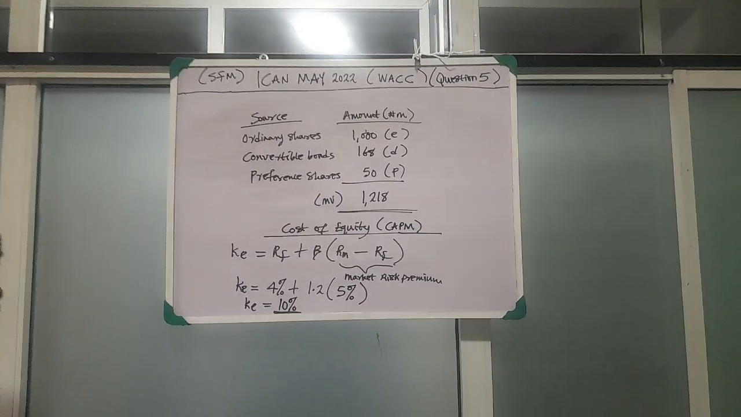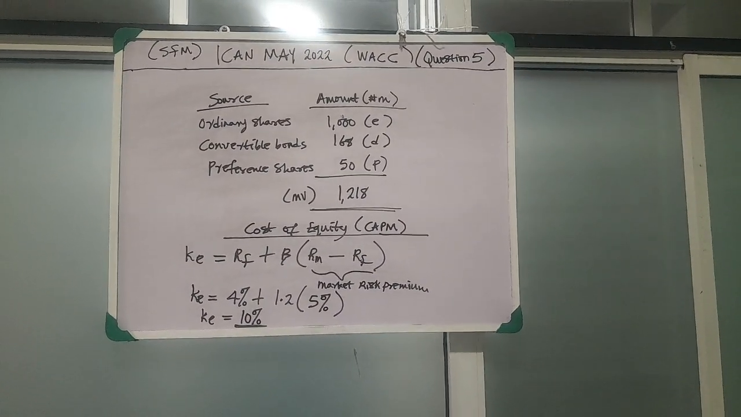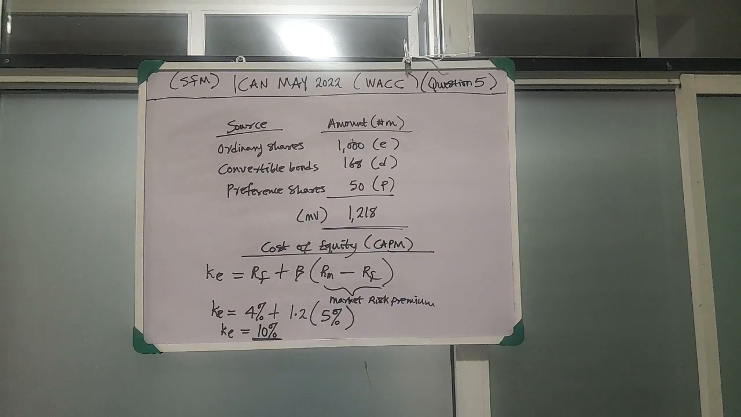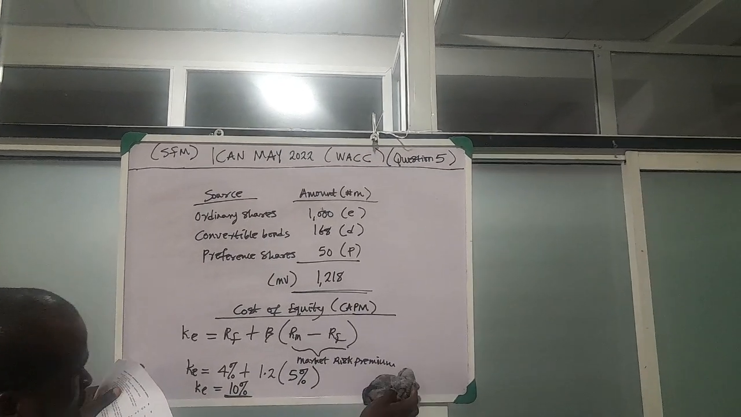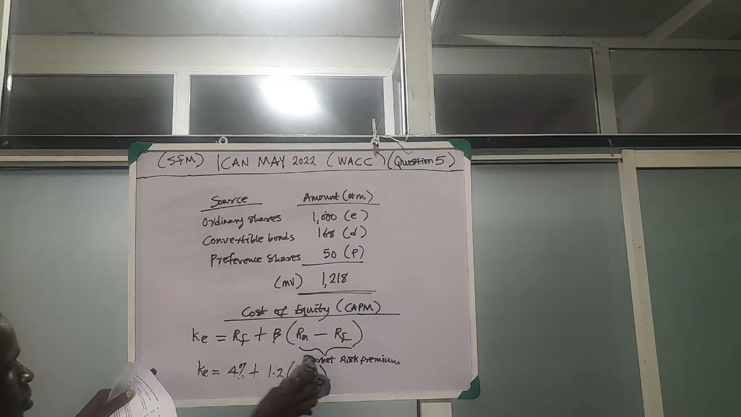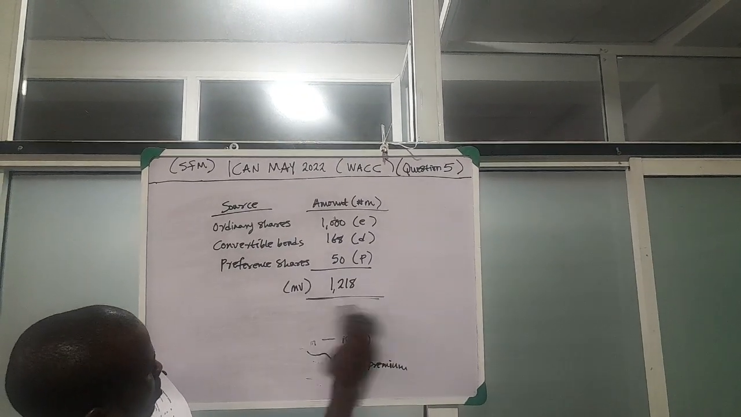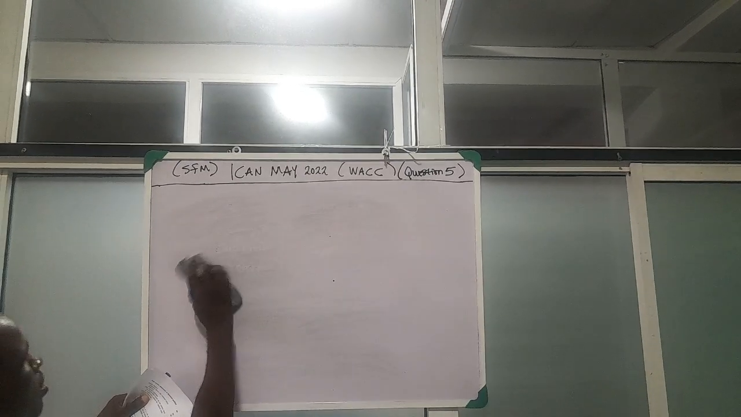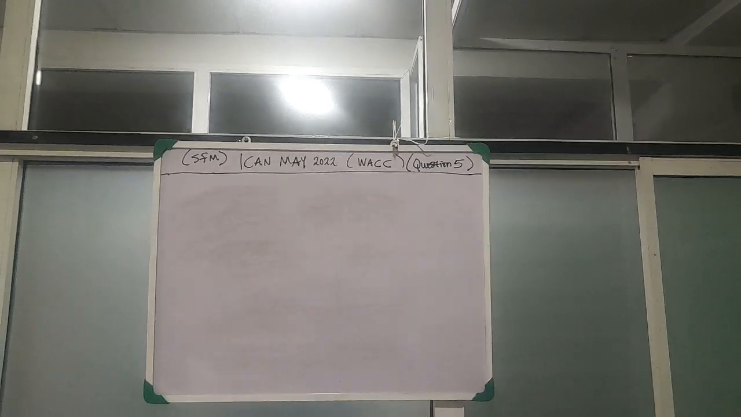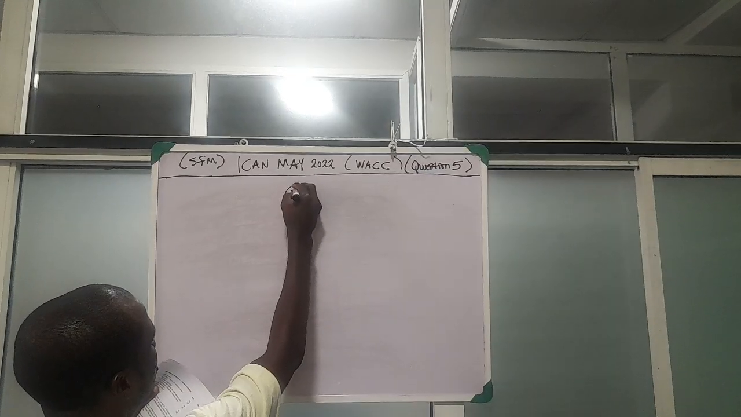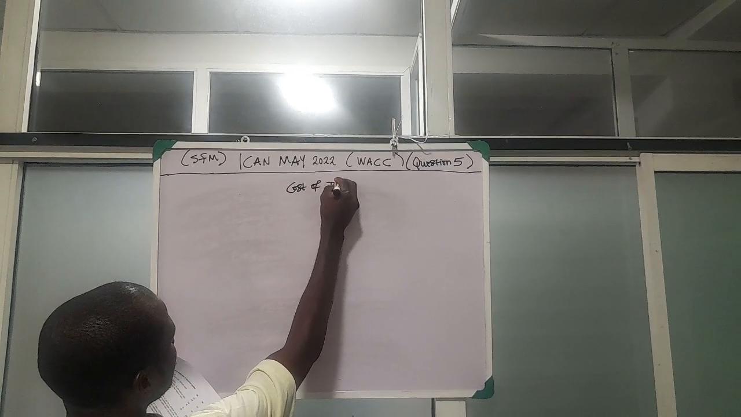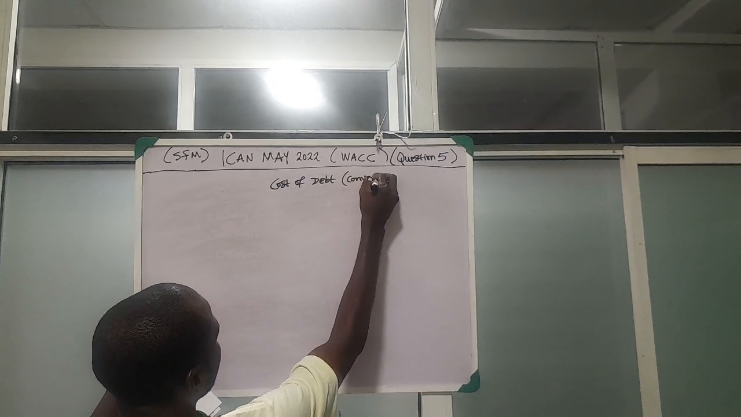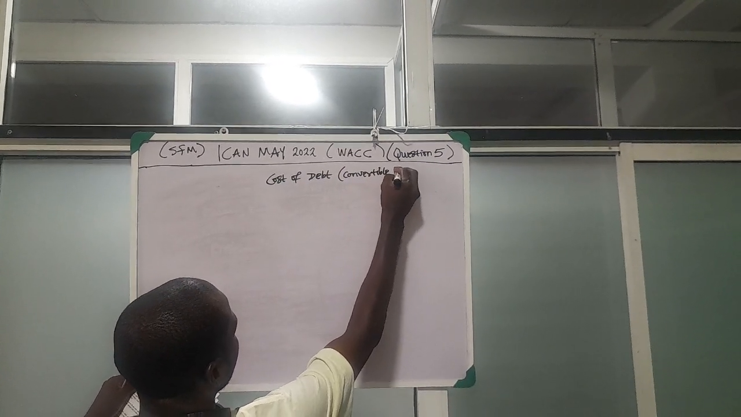Having the cost of equity, we equally need the cost of debt and the cost of preference shares. Then we proceed to the weighted average cost of capital. We're taking the cost of debt, which is the convertible bonds.